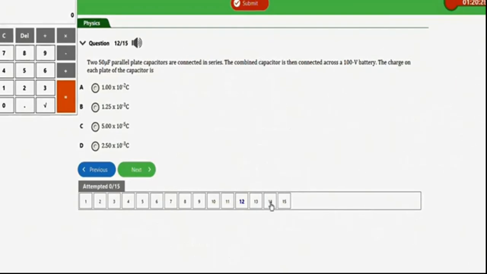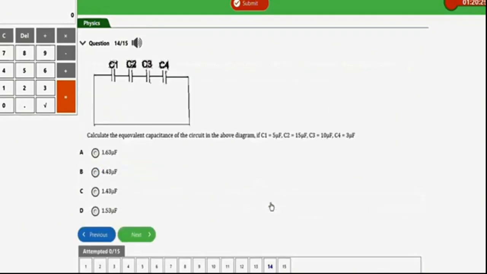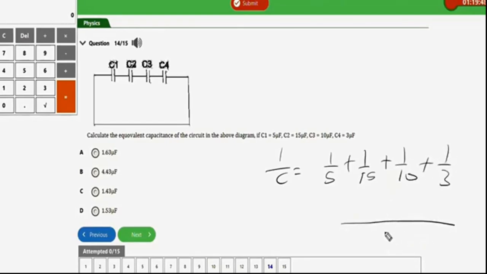So the next repeated question will be this one. It says calculate the equivalent capacitance of the circuit in the above diagram. So this is a series connection, all of them. So this will give us 1 over C equals 1 over 5 plus 1 over 15 plus 1 over 10 plus 1 over 3. So the LCM here will be 30. So 5 into 30, we have 6, plus 2, plus 3, plus 10.